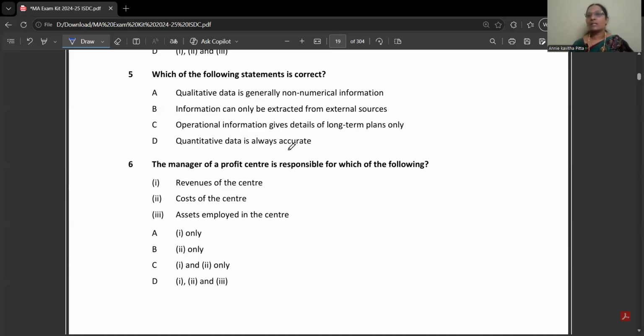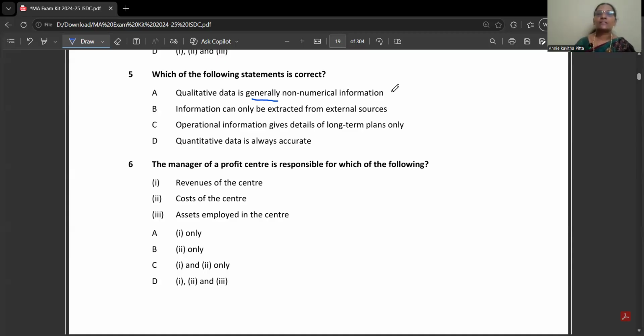So quantitative data is numerical. Qualitative is non-numerical. Sometimes it also includes numerical data. So it is both non-numerical as well as numerical. So we see that qualitative data is generally non-numerical, generally. So that's correct. So this one is the right answer.